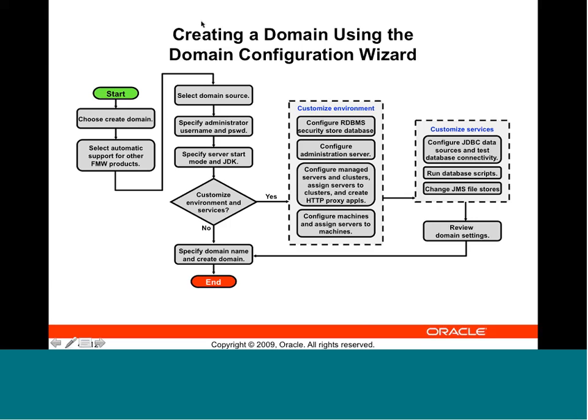Yeah, we'll start. So, have you gone through this? Now, if you see, these are the steps. You have to start, choose domain, no issues here, and select automatic support for other Fusion middleware products. As I told you, apart from WebLogic Server, you will have a huge range of products like portal server and ESBs. So you can select whatever you want to be supported by your domain.